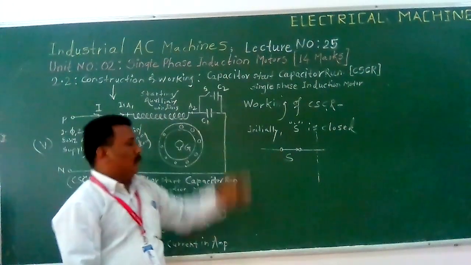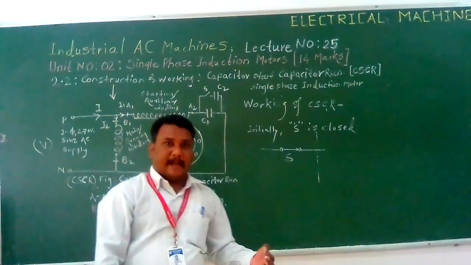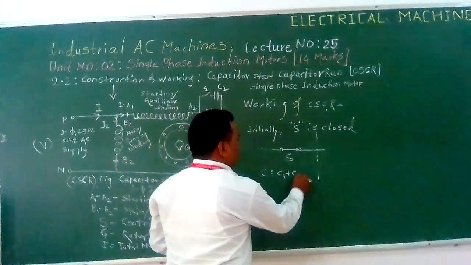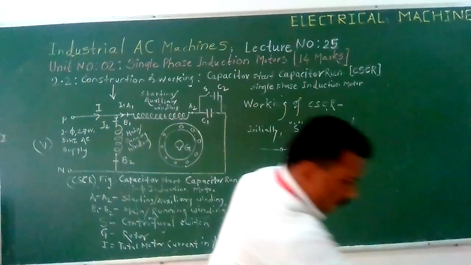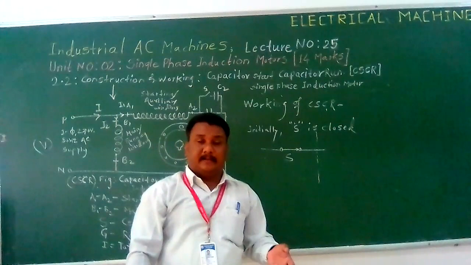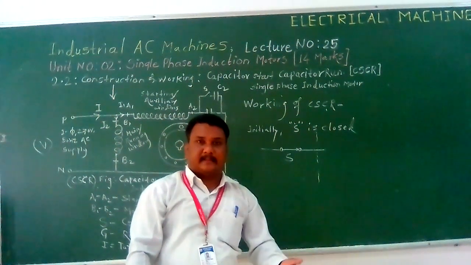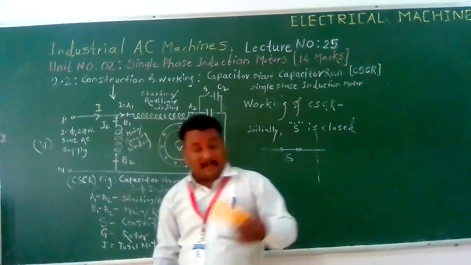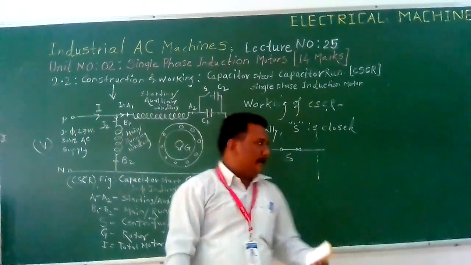and due to C1 and C2, here C1 and C2 are in parallel. We know that capacitors in parallel give C equal to C1 plus C2. It's a parallel combination. So here in this case, what happened? The net capacitance at the starting moment is high, and at the starting instant it discharges, and the starting winding current I1 is leading the supply voltage V, which we will see in its phasor diagram also.